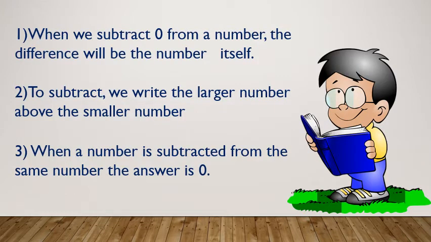Let's quickly revise the properties of subtraction. First, when we subtract 0 from a number, the difference will be the number itself. Second, to subtract, we write the larger number above the smaller number. Third, when a number is subtracted from the same number, the answer is 0.